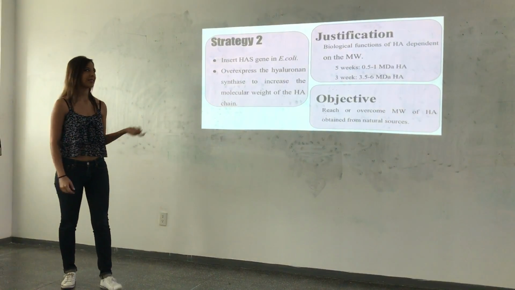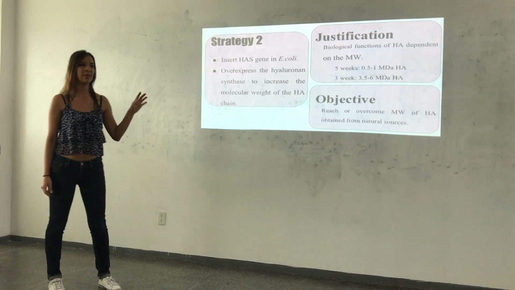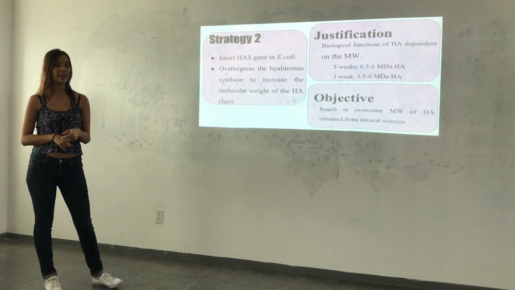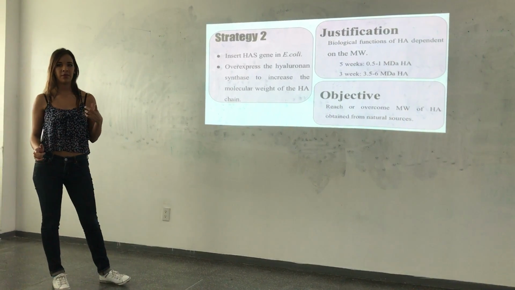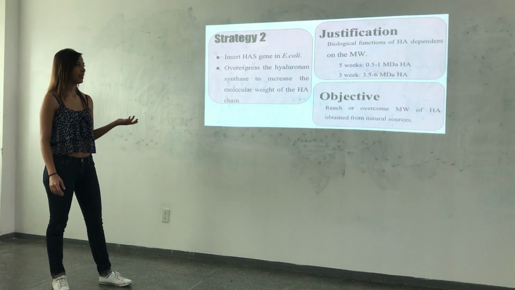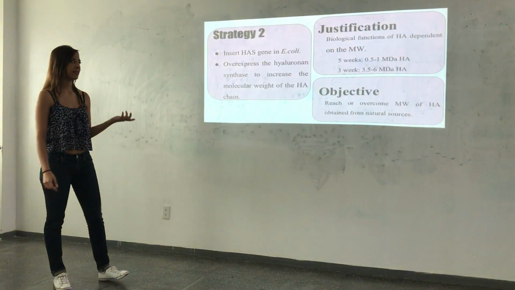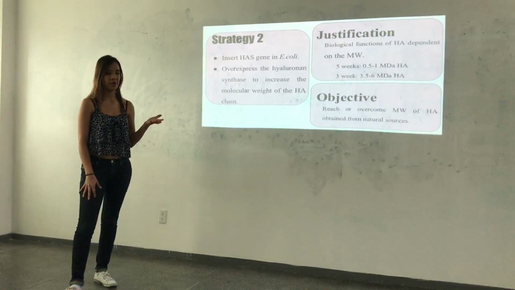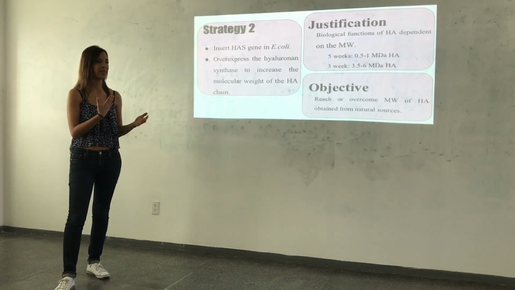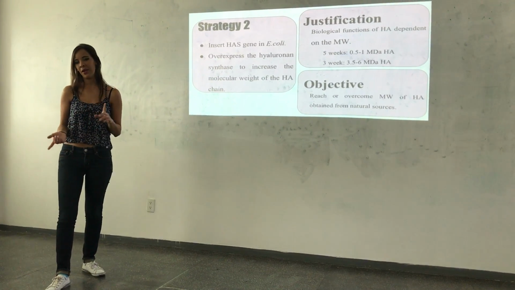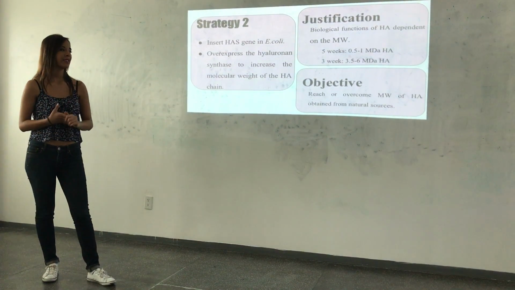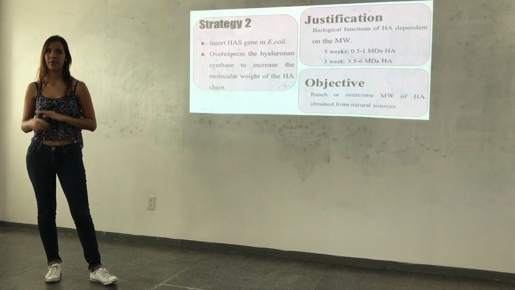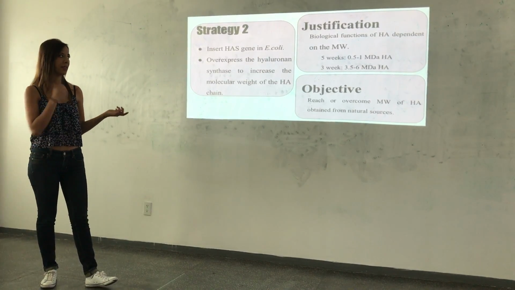And why does this matter? It matters because, for example, it was also reported that if you have a molecular weight between 0.5 and 1 megadaltons, you will have one dose that lasts 5 weeks. But if you have a molecular weight between 3.5 and 6, then it will last 3 weeks. This is just one application, but it has others. So if you increase the molecular weight, you will have better applications for this hyaluronic acid.